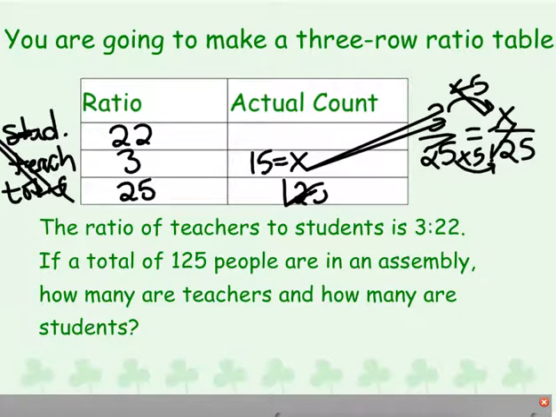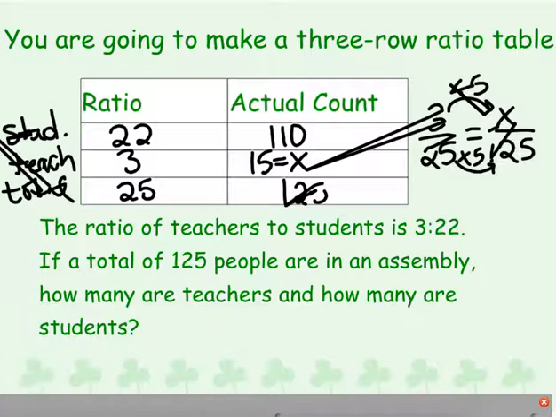Well, I could set up another proportion for the students and say 22 over 25 is equal to y over 125, solve it. Or I can just realize that if I find the difference between the total and the number of teachers, I will find how many students, which means I have 110. So I can use a proportion to solve this.